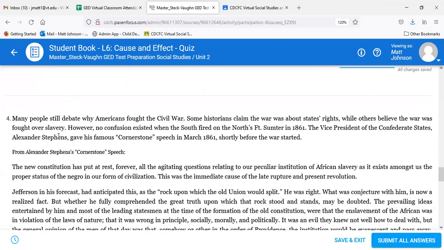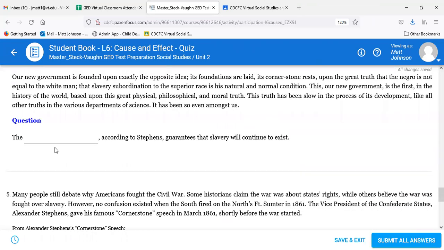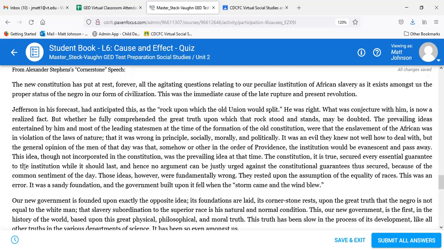And number 4, same passage again. Would you like to read question 4 for us? The blank, according to Stevens, guarantees that slavery will continue to exist. I'd have to read the passage again. Okay, we'll see if we can find it.